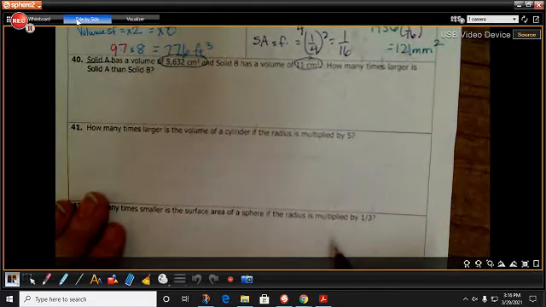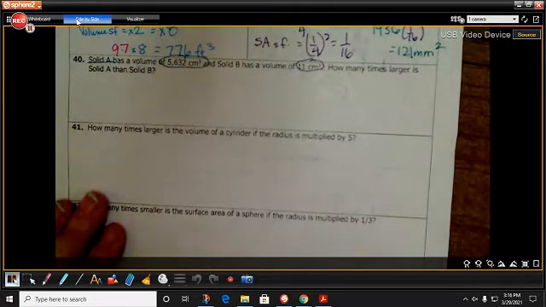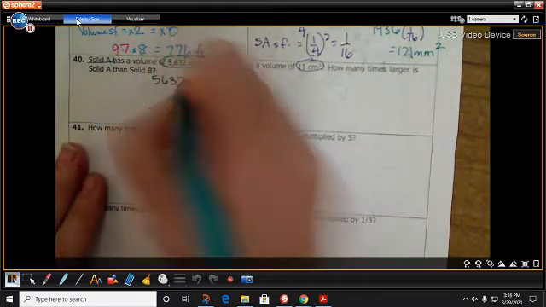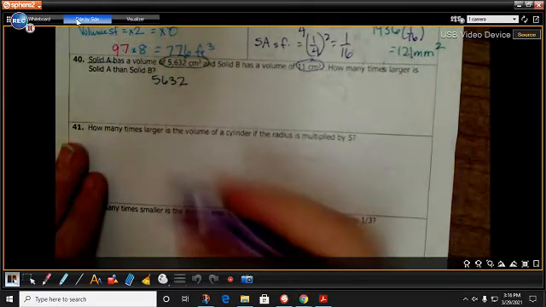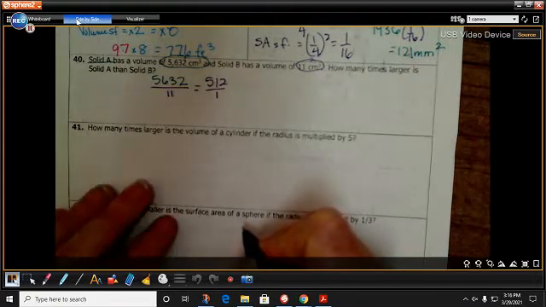Number 40. I have a first solid with this big old volume and a second solid with a little bitty volume. And I want to know how many times larger solid A is than solid B. And so I'm going to think, okay, I've got 5632 for my original big volume, and solid B has a volume of 11. And so when I simplify this down, this comes out to be 512 to 1. So it is 512 times bigger.